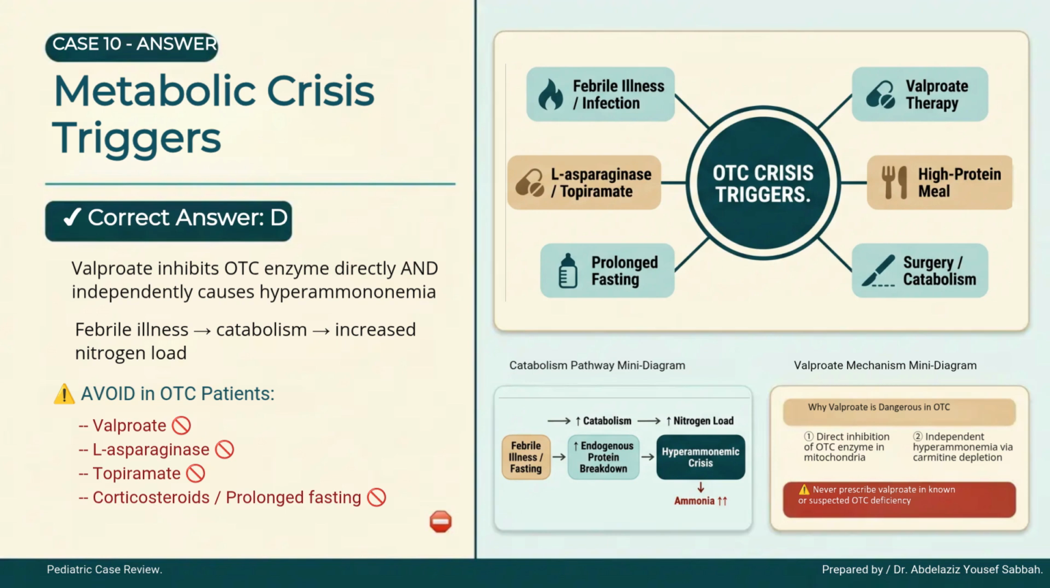Valproate is genuinely dangerous in OTC. It directly inhibits the OTC enzyme and independently causes hyperammonemia through carnitine depletion. It should never be prescribed in known or suspected OTC deficiency. The febrile illness adds a second hit. Fever drives catabolism, breaking down endogenous protein and raising the nitrogen burden. Other agents to avoid in these patients include L-asparaginase, topiramate, corticosteroids, and prolonged fasting. Case 11.